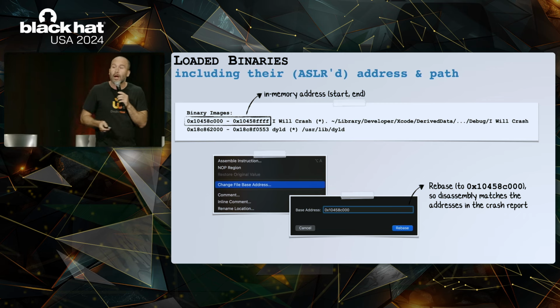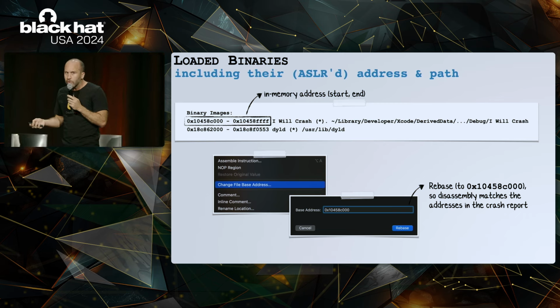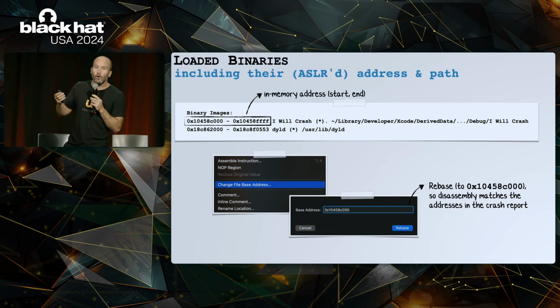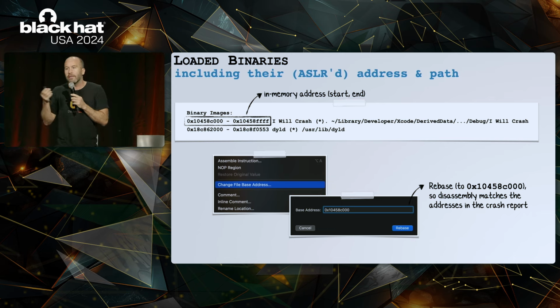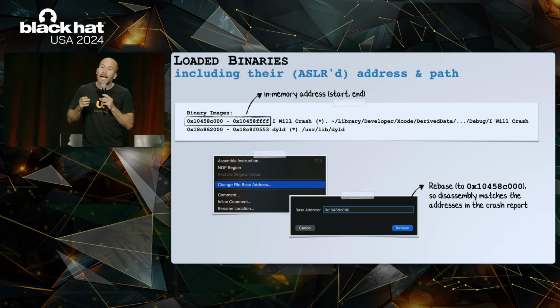The next thing we have in the crash report are loaded binaries. This is also important because perhaps the fault, the exception, the bug is not within the main binary, but in one of its loaded libraries. Also, this has the address that the binary was loaded at when the exception occurred.